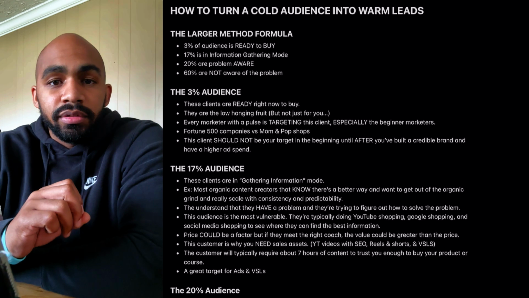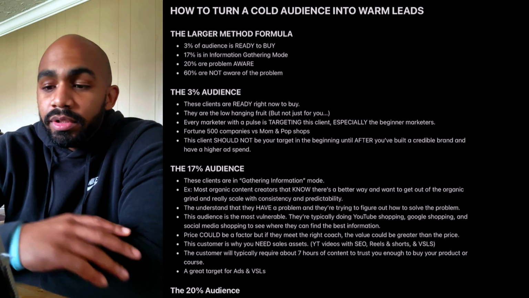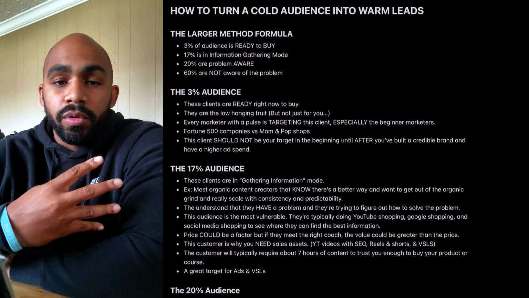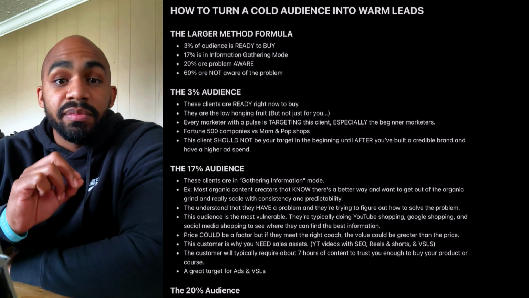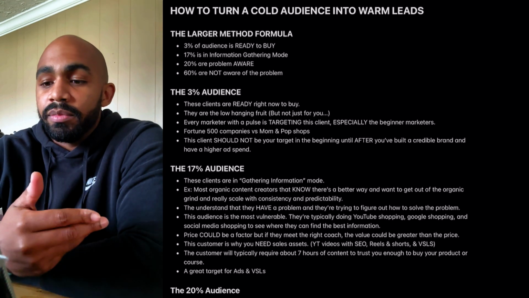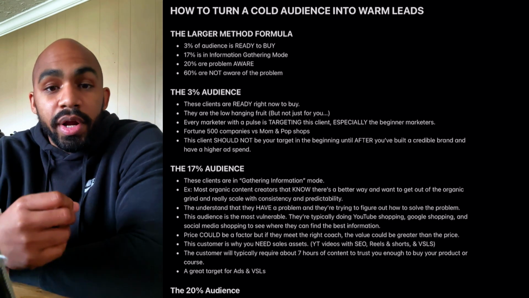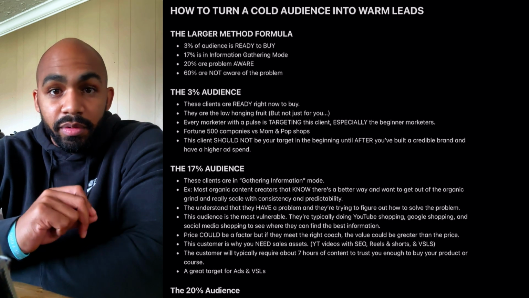But starting off, we're just going to dive straight into it, right? So the larger method formula. As you can see here, it splits everything into 4 categories. You have 3% of your audience ready to buy right when you see them, 17% in information gathering mode, 20% aware of the problem that they have, and 60% not aware of the problem that they have.